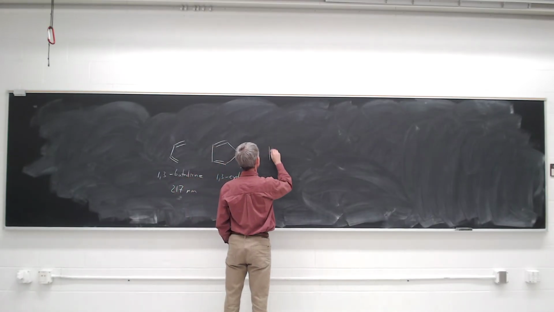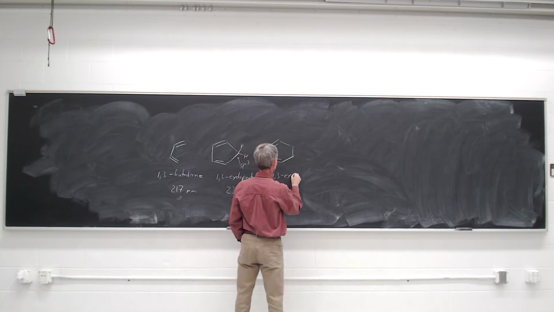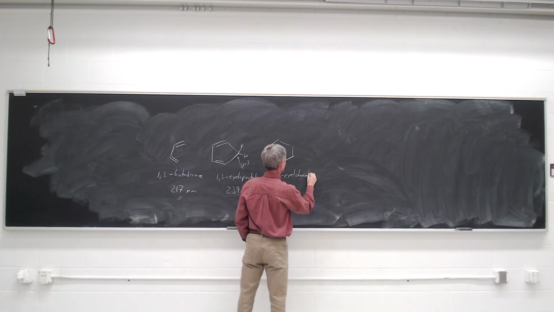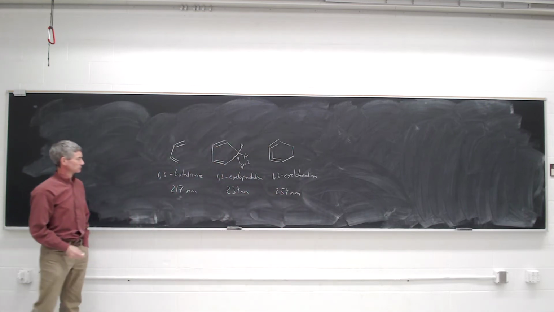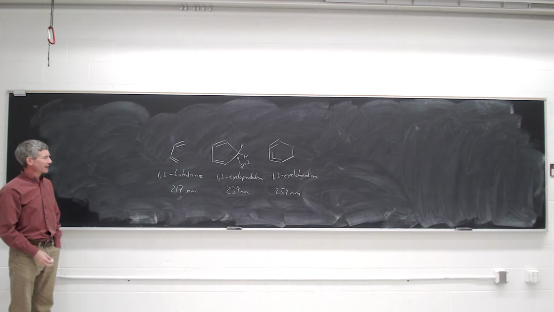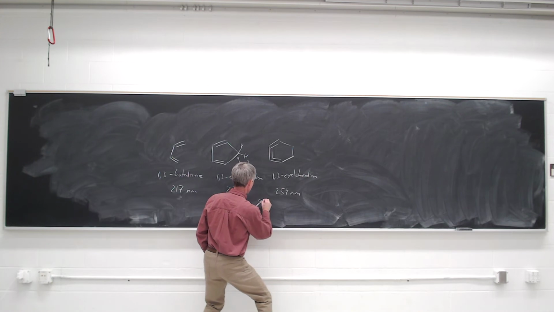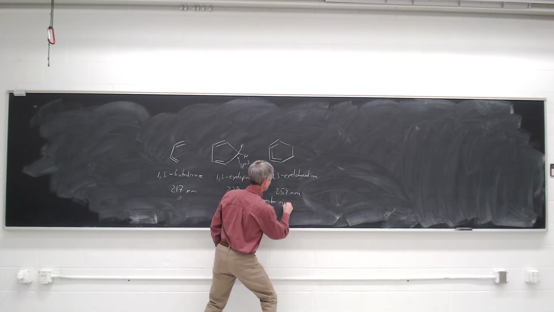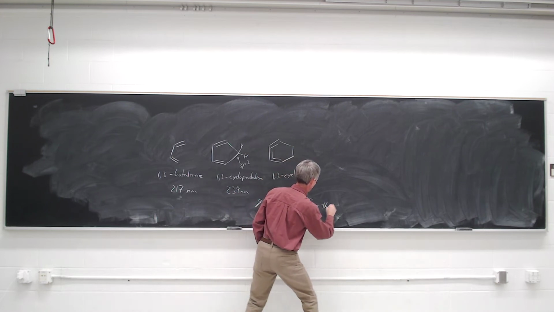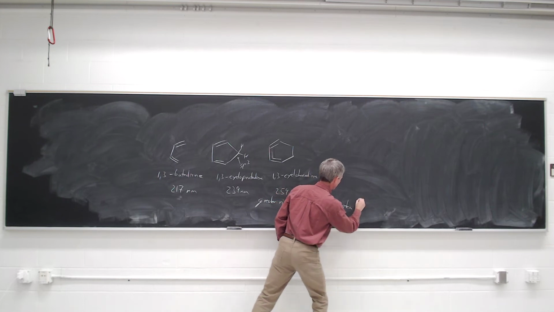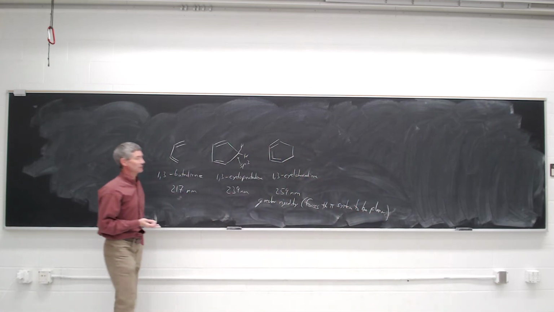And if you lock it into a 6-member ring, 1,3-cyclohexadiene, it goes up to about 259 nanometers. So it's going up by about 20 nanometers in each case. And what you're seeing is greater rigidity forcing the pi system to be more planar.